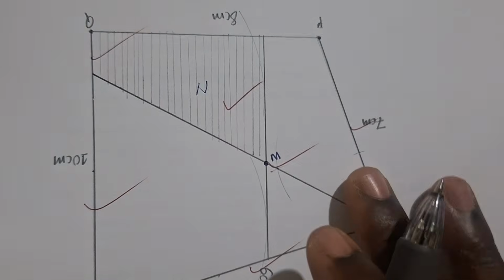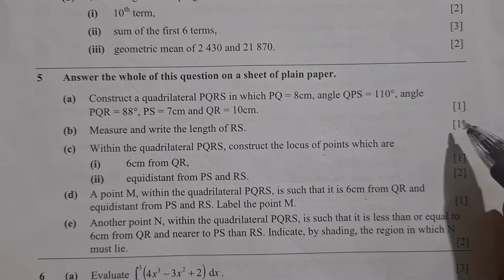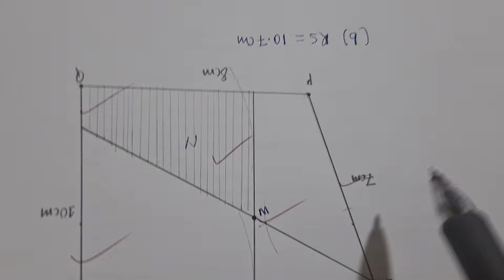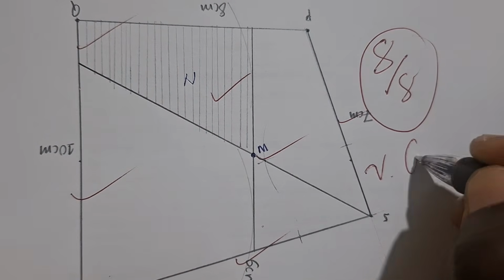So the total number of marks will be what? Let's count. 1, 2, 3, 4, 5, 6, 7, 8. So you get 8 out of 8. And this is very good.